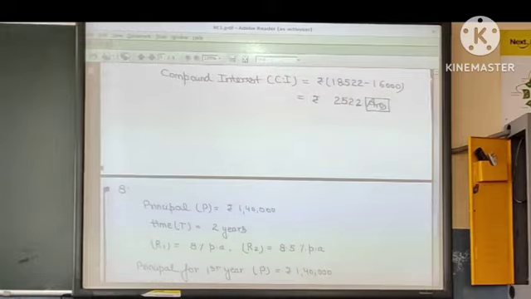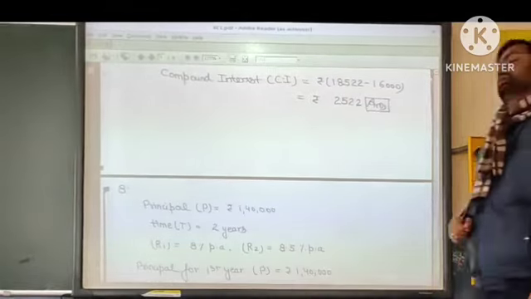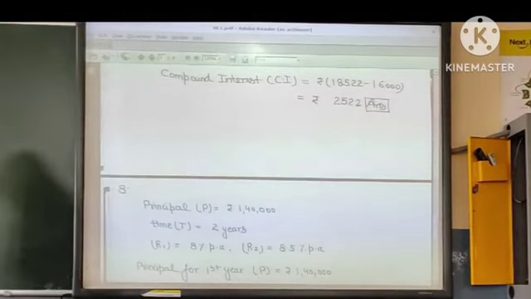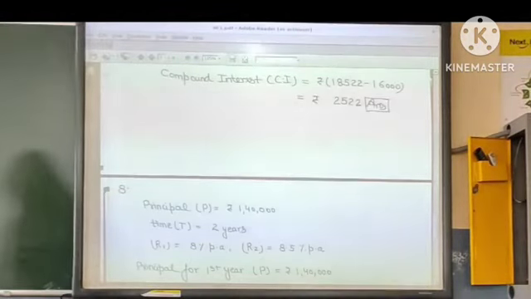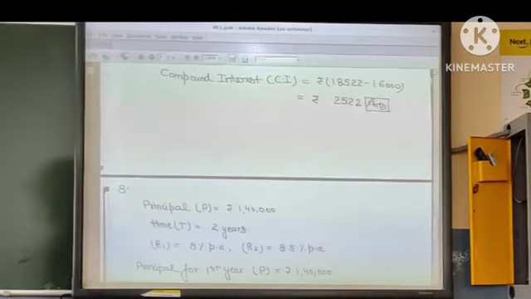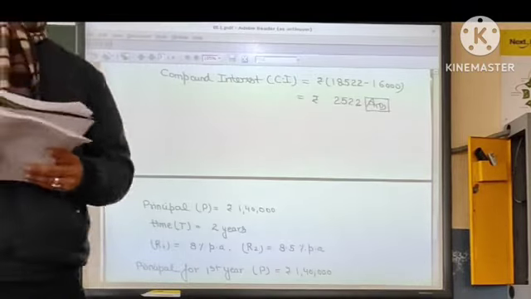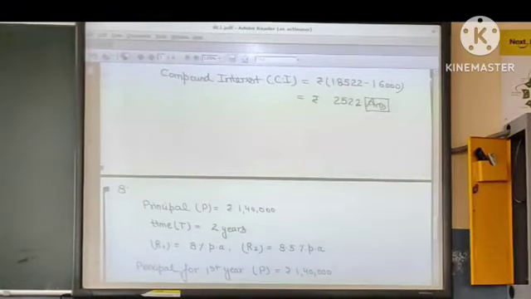To question number 8. Let me read question number 8. What does question number 8 say? A man borrowed 1,40,000 from a bank for 2 years. Now let us read the question properly and see what it is saying. A man borrowed rupees 1,40,000 from a bank for 2 years, interest compounded annually.